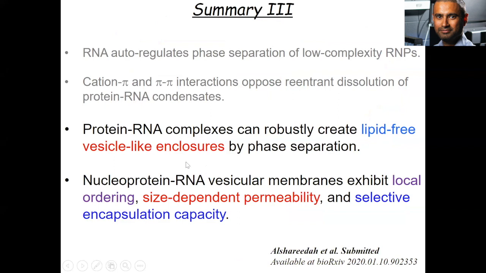We conclude from this part that protein-RNA complexes can not only form condensates which are membrane-less, but they can create vesicle-like structures which are lipid-free. And that happens due to associative phase separation of the polymer. I didn't show you data, which is also part of this manuscript, that these vesicular assemblies, these hollow condensates, have properties which are classical for lipid vesicles. For example, local ordering, such as liquid crystalline structures, size-dependent permeability, and selective encapsulation capacity.